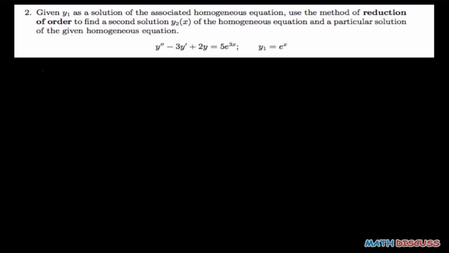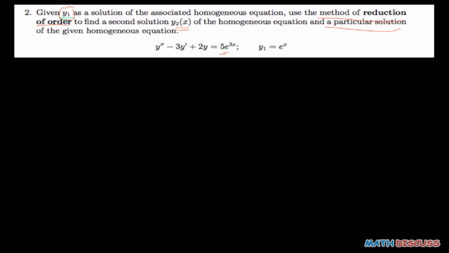So this is question number 2. It says you're given y1 as the solution of the homogeneous differential equation. As it says, the associated homogeneous equation, that's when this equals 0. They now say you use the method of reduction of order to find a second solution y2 of the homogeneous equation and a particular solution of the given non-homogeneous equation.